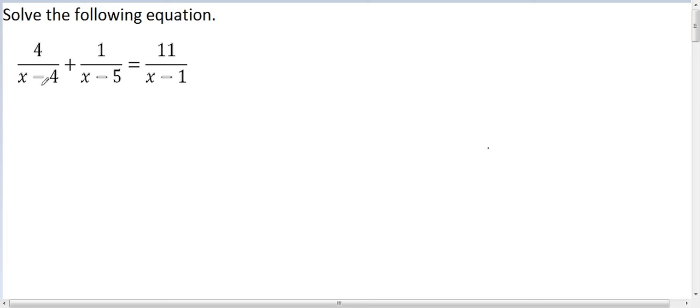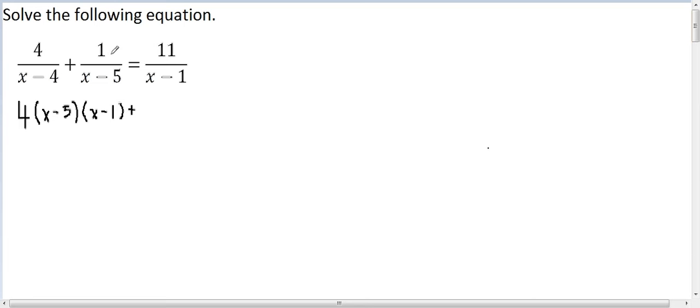The x minus 4s will cancel out, and we are left with the numerator multiplied by the multiple of the other two denominators. So we get 4 multiplied by x minus 5 multiplied by x minus 1. And if we look at the next fraction, the x minus 5s will cancel out, and we're left with 1 multiplied by x minus 4 multiplied by x minus 1.